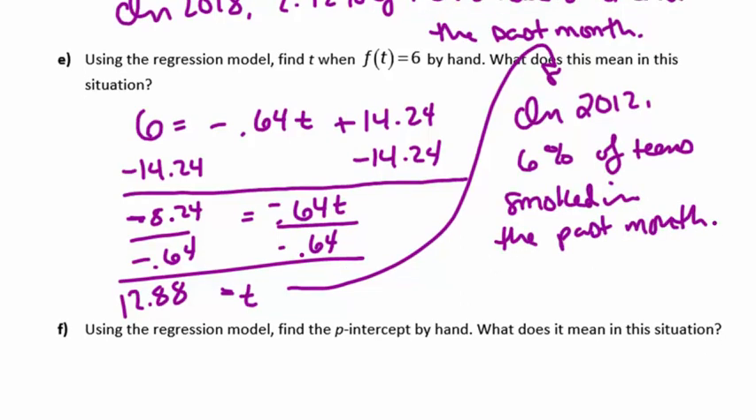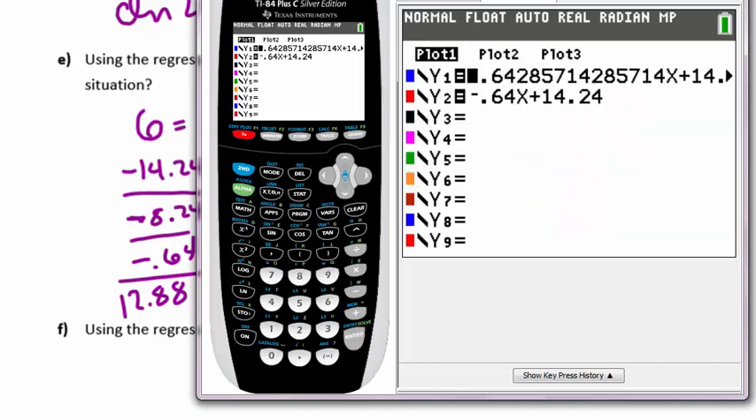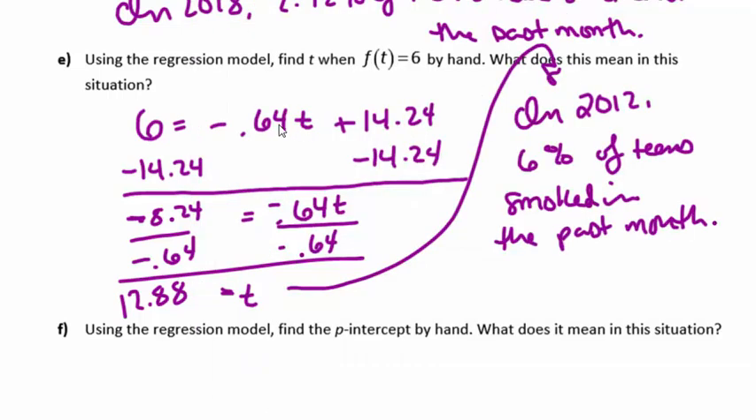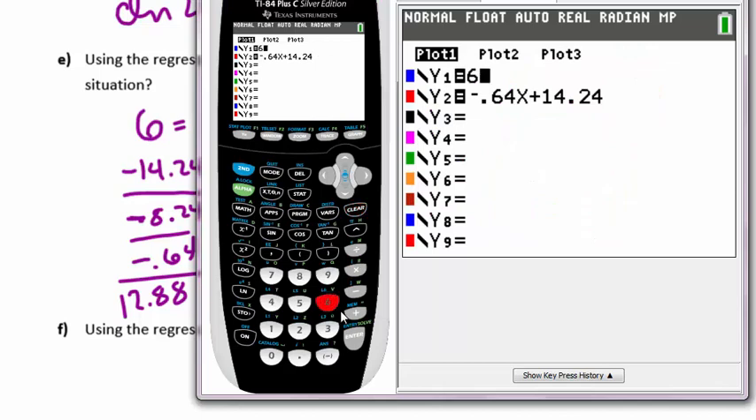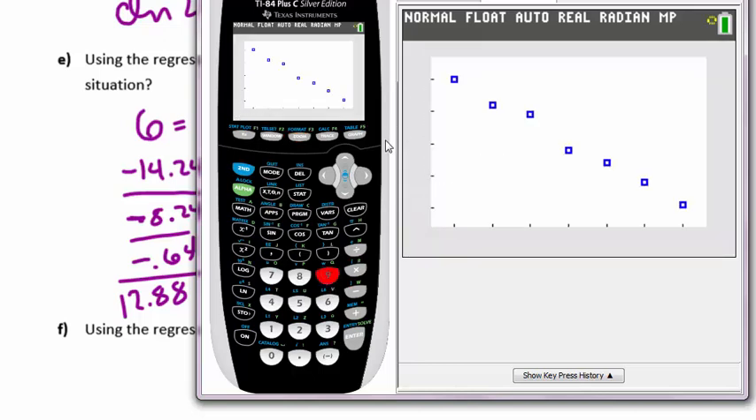So how do I do that in my calculator? In my calculator, I've already got the equation in y1. Let's go ahead and actually clear out the exact and just use the approximate equation so that we'll have the exact same answer up here. And I want to find out when this equation is equal to 6. So I'm going to graph 6 separately. And since the data is in, let's do a zoom stat to get a good window on the data.